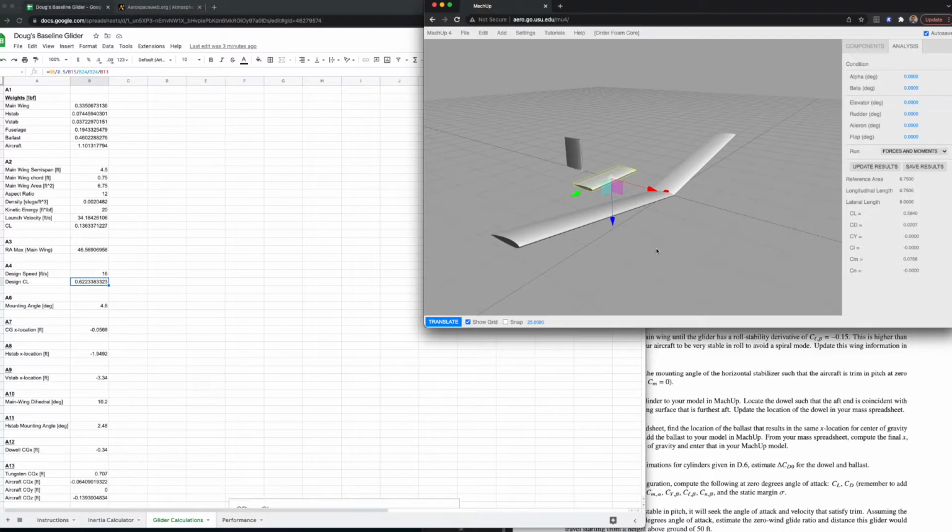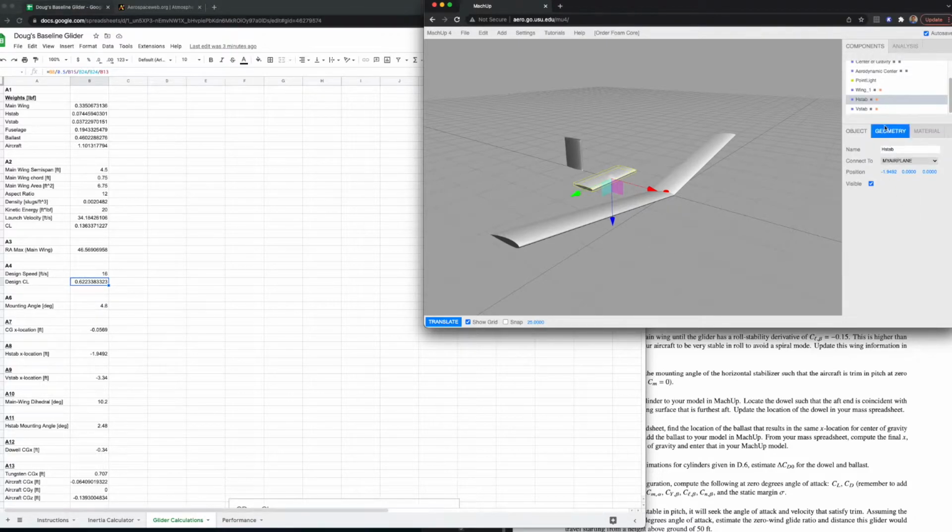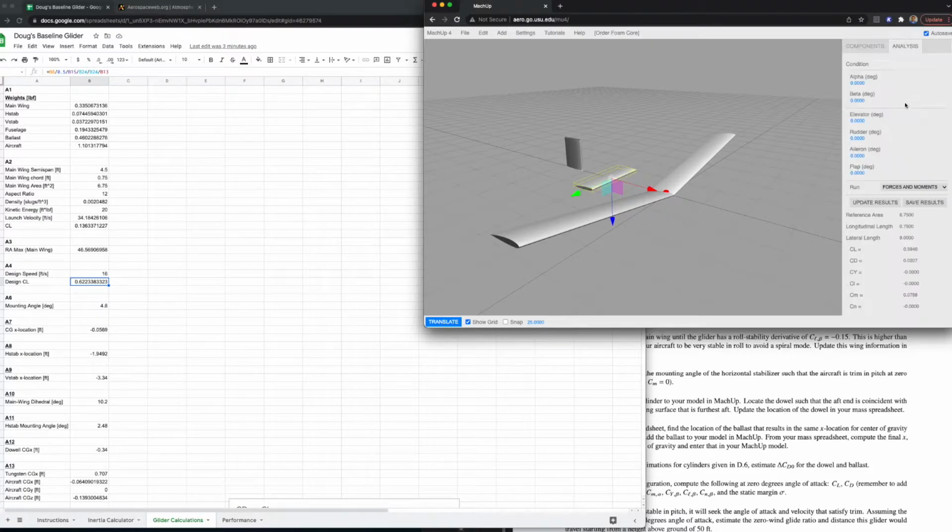So anyway, let's just talk about how we would do that. Now, of course, we can go back to components and go to geometry and rotate, change the mounting angle here. So right now it's at 0 degrees angle of attack, and we could change that to 5 degrees angle of attack and see what happens.